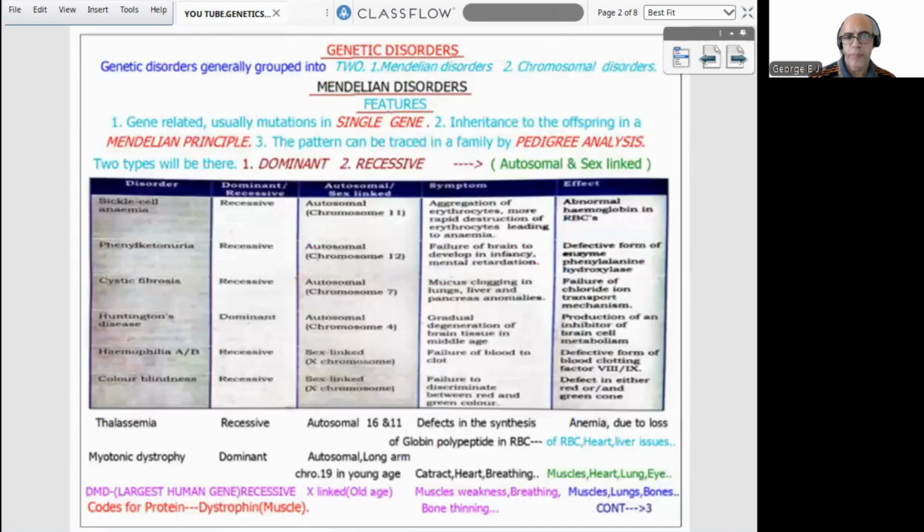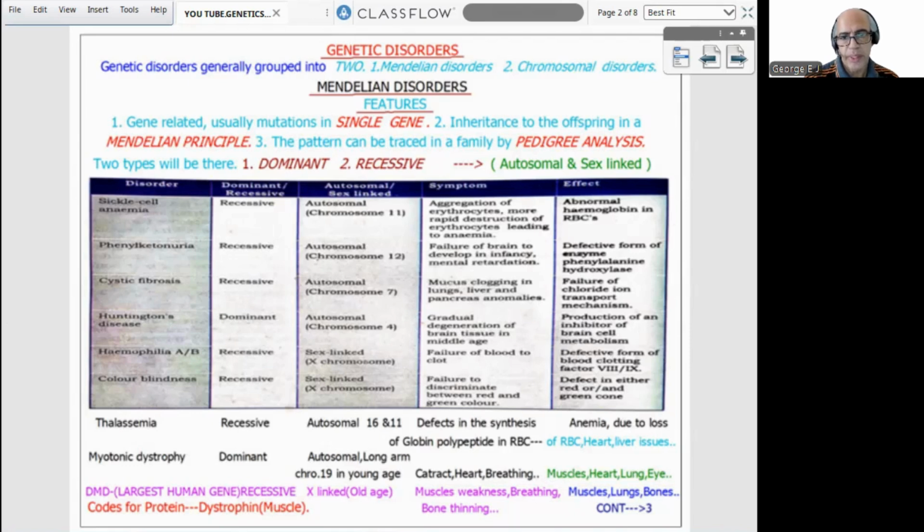Now we can proceed to the second page, which deals with genetic disorders. Genetic disorders are generally grouped into 2: Mendelian disorders and chromosomal disorders. First we'll start with Mendelian disorders, their features, and how they differ from chromosomal disorders. See, Mendelian disorders are gene related, usually mutations in a single gene. That is the first idea. Second, inheritance in the offspring is based on Mendelian principles. Third, the pattern can be traced in a family by pedigree analysis. Those are the features of Mendelian disorders, a theory NEET exam question.